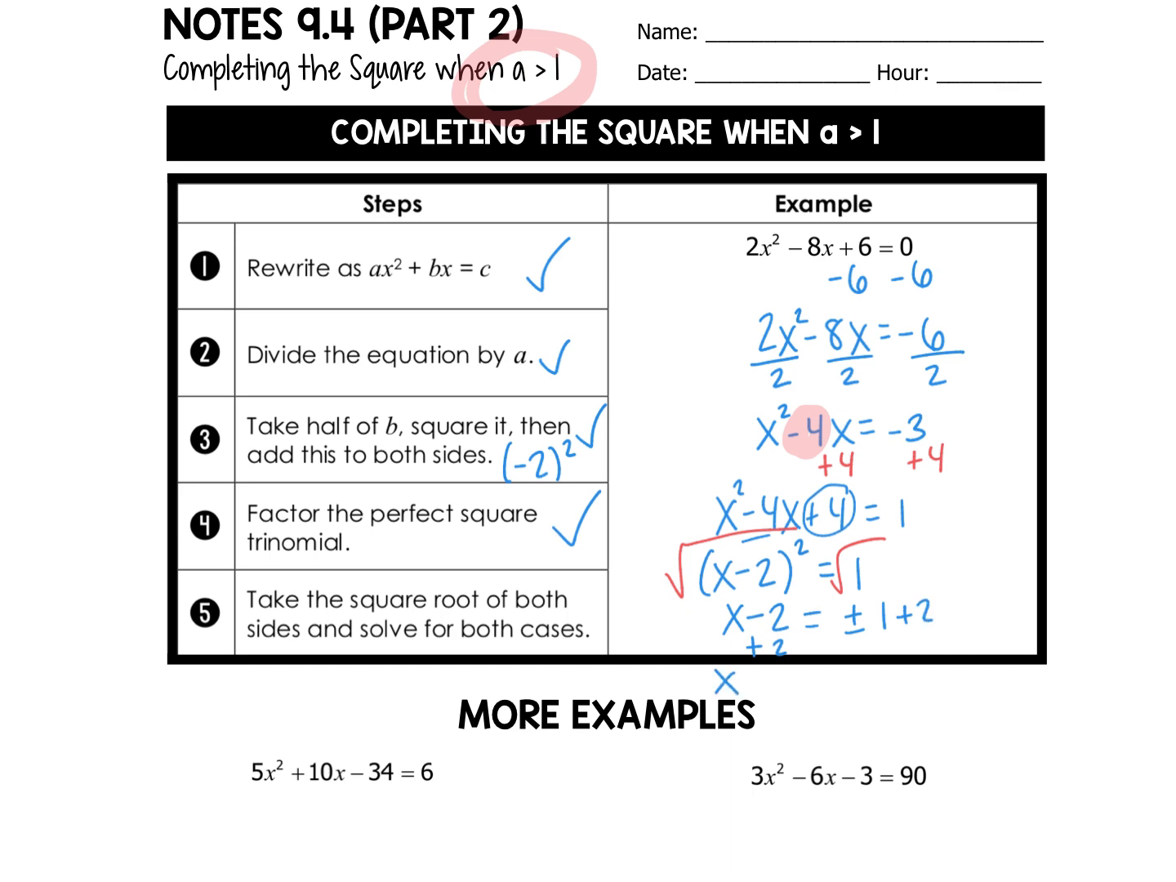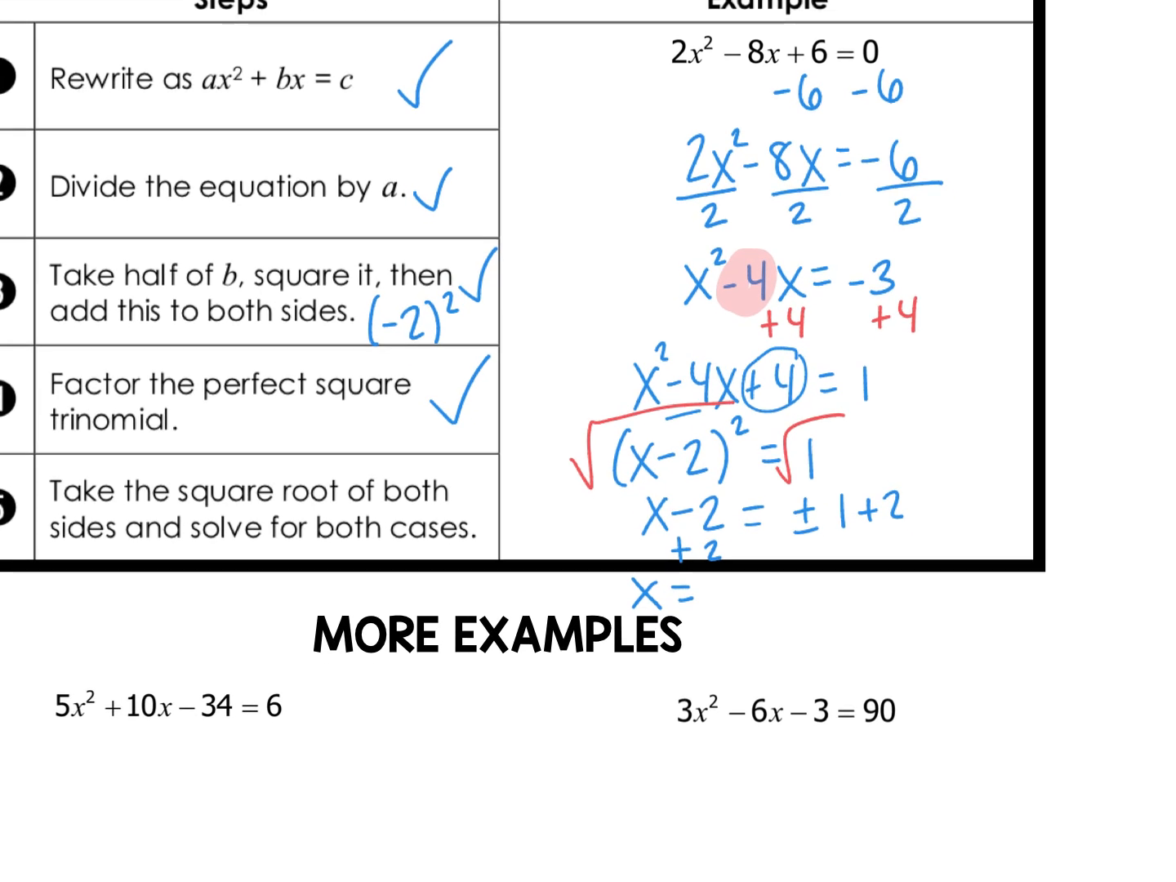And remember, it might help if you put the 2 before the 1. So I'm going to write it in that way. So 2 plus 1 is 3. 2 minus 1 is 1. So your two answers are 3 and 1.